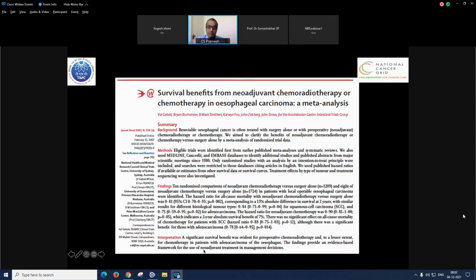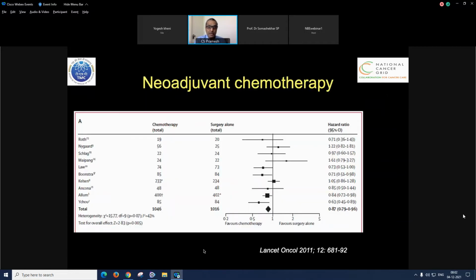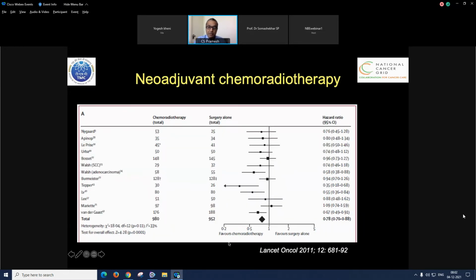There have been quite a few meta-analyses, but the best known amongst them is the meta-analysis that came out of the Australasian Gastrointestinal Trials Group, which showed that when you compared neoadjuvant chemotherapy followed by surgery to surgery alone, it showed a statistically significant improvement in outcomes favoring neoadjuvant chemotherapy followed by surgery. Very similarly, when you compare the trials comparing neoadjuvant chemoradiotherapy followed by surgery to surgery alone, this also showed an improvement in overall survival as compared to surgery alone.